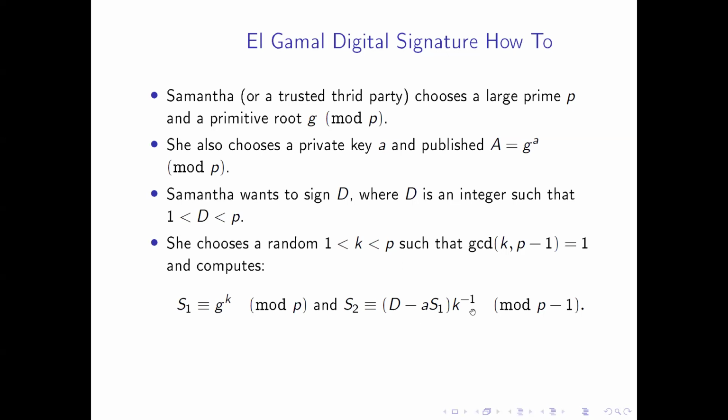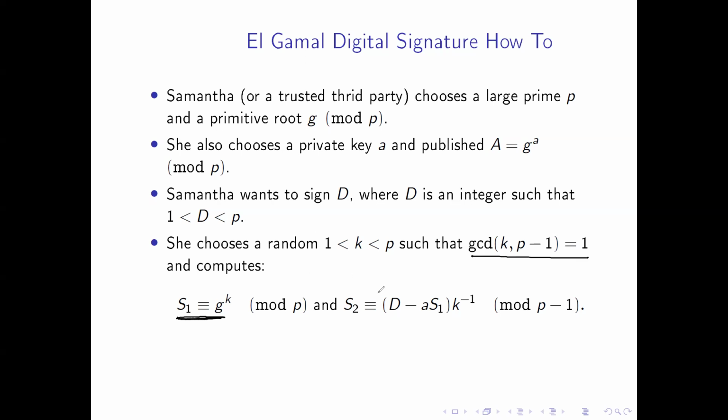And notice she's going to do a bunch of calculations here. You can already see there's a little a involved in this. But there are a couple of important things in this process that I need to point out. One, the greatest common divisor of k and p minus 1 has to be 1, and I'll explain that in just a quick second. Secondly, we're going to compute S1, which is G to the k. That's really easy. Since we've already done G to the a and G to other things, we know that raising things to exponents, when I have the value, is not that hard. You just don't want to do it a whole bunch of different times.